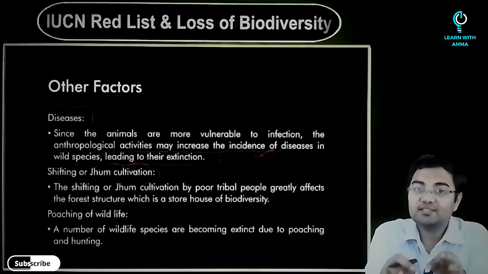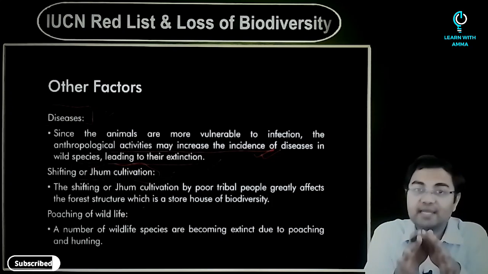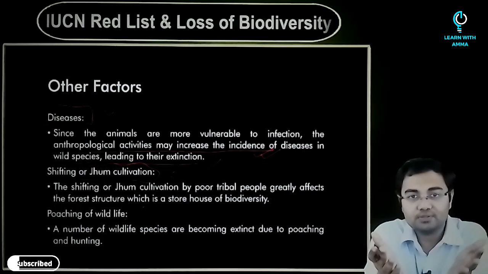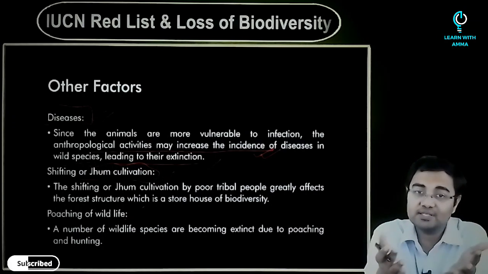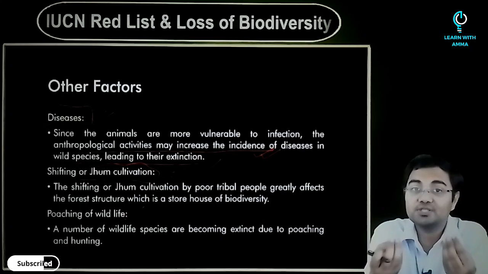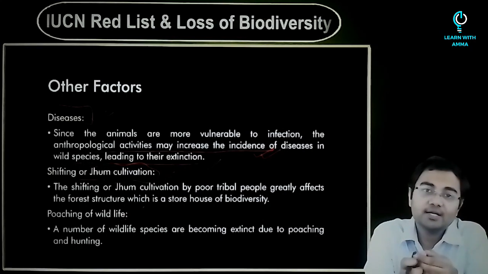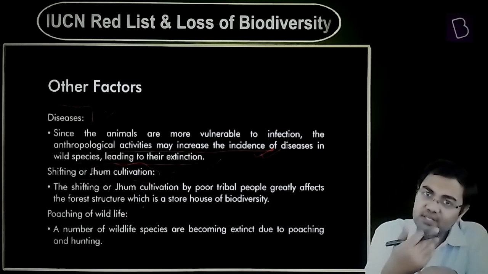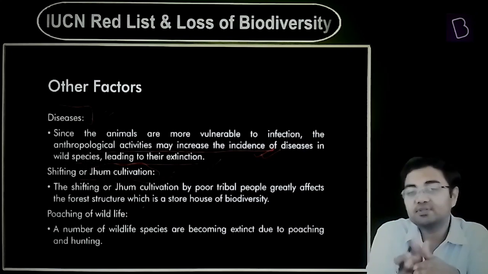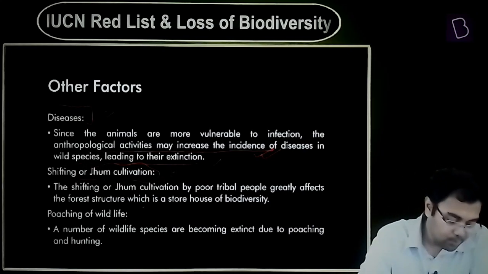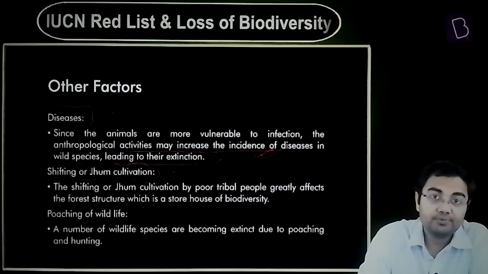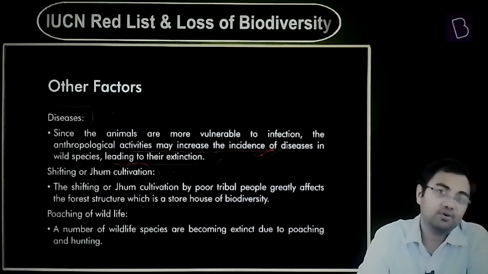So Asiatic cheetahs that were supposed to be the fastest animals, they vanished from the face of the earth just because of hunting activities. They used to be prized possessions at the time of the British in India. So because of all these kind of activities, they vanished. And the same has been the case with many other organisms as well. So poaching of wildlife has also been a big factor in the destruction of biodiversity.